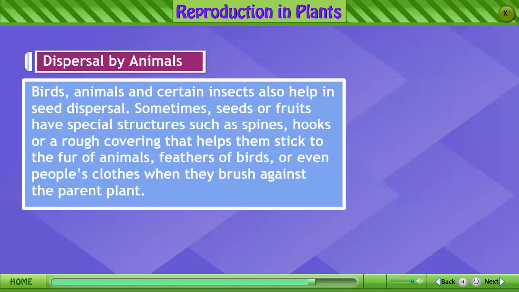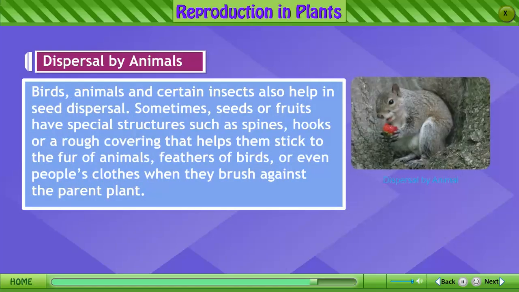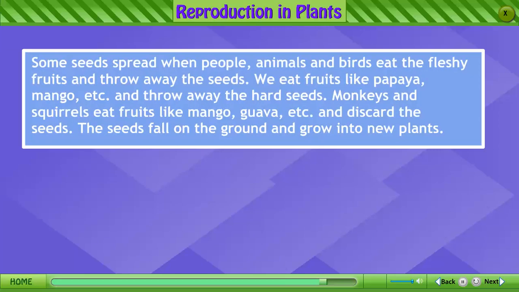Dispersal by animals. Birds, animals and certain insects also help in seed dispersal. Sometimes seeds or fruits have special structures such as spines, hooks or a rough covering that helps them to stick to the fur of animals, feathers of birds or even people's clothes when they brush against the parent plant.